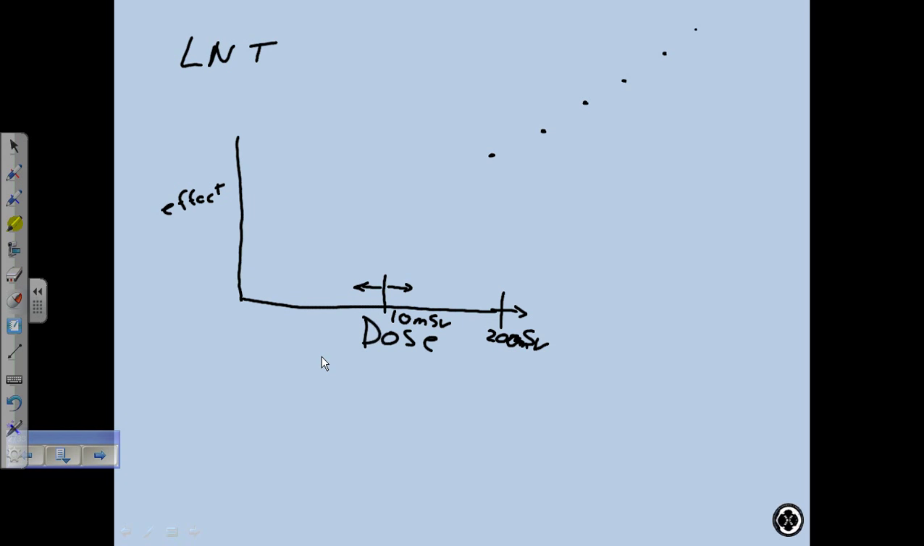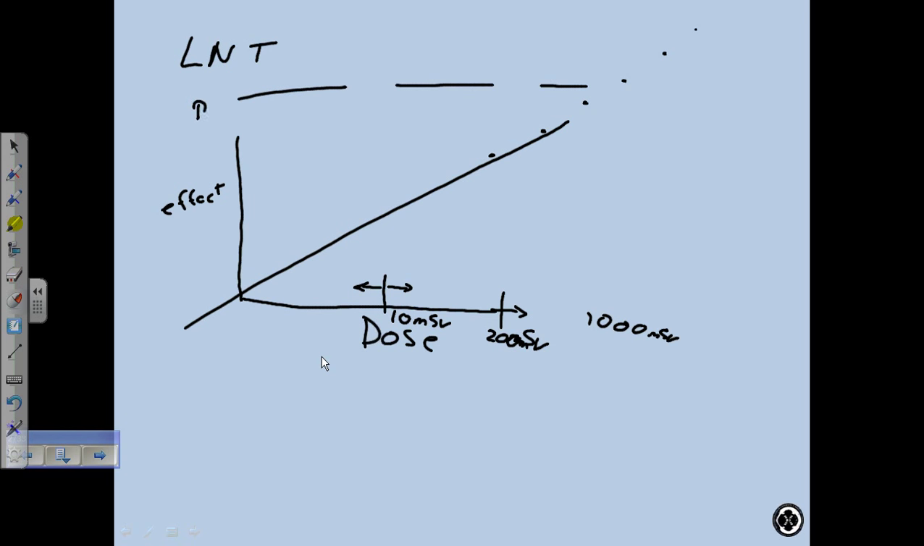But we don't know that for radiation. So the question is, do we just take this line? We know this line is linear, okay? Do we just take this line and extrapolate it right through zero and say, well, we know that for a dose of 1,000 millisieverts, we have death, for example.